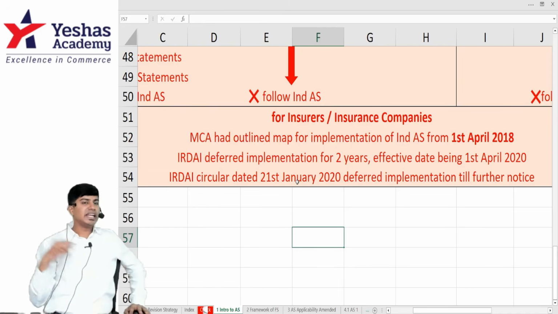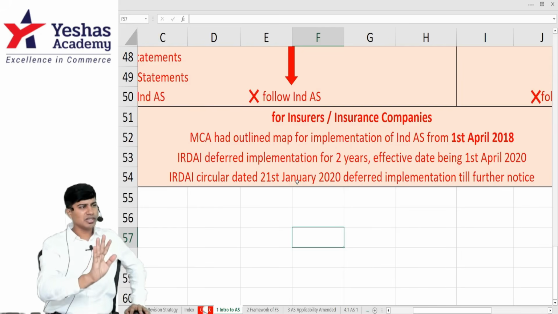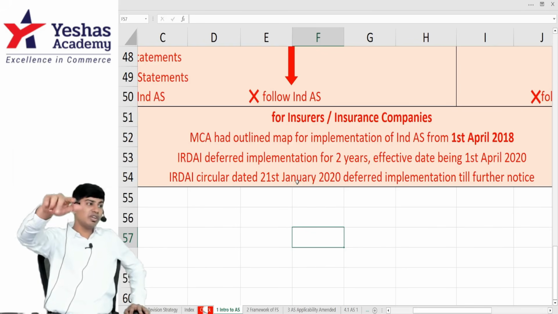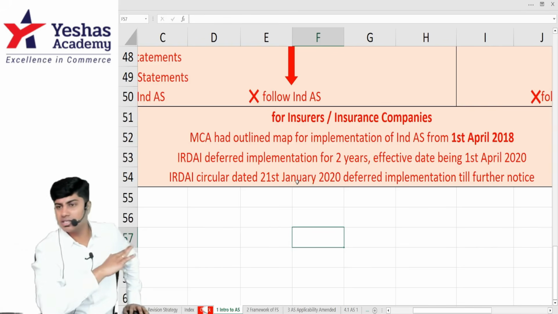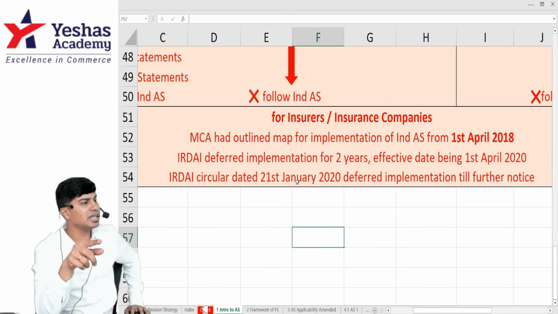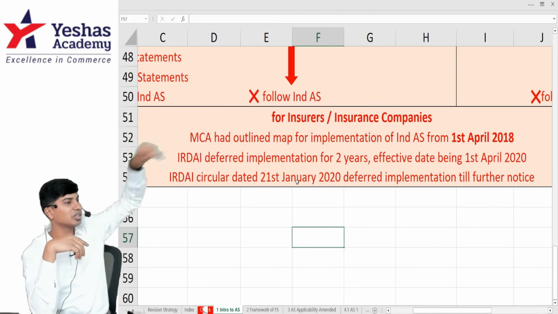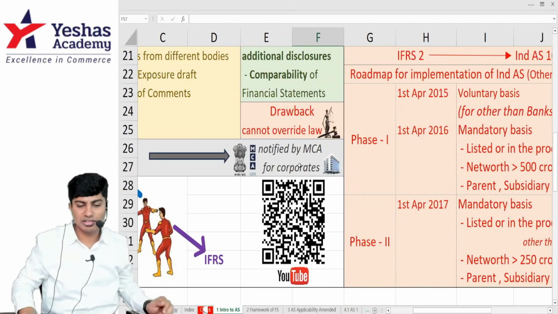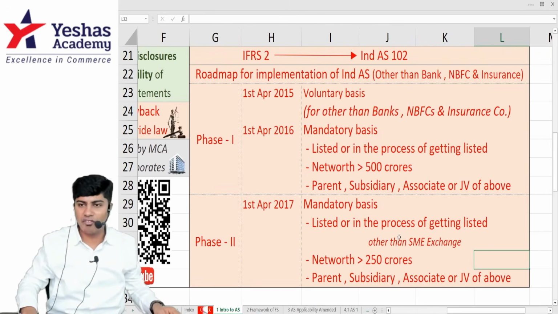So tell me, in India, is Ind AS applicable to NBFC? All NBFCs? Some NBFCs. Net worth more than 500, April 2018. Net worth more than 250, April 2019. Banks, not applicable. Insurance companies, not applicable. Individual companies, there is a phase: 2015 voluntary, 2016 net worth more than 500, 2017 net worth more than 250. You get it? Everybody. That's it. This is the story of Ind AS.